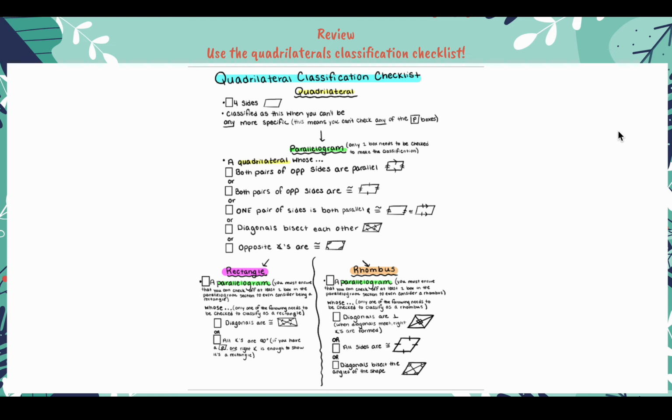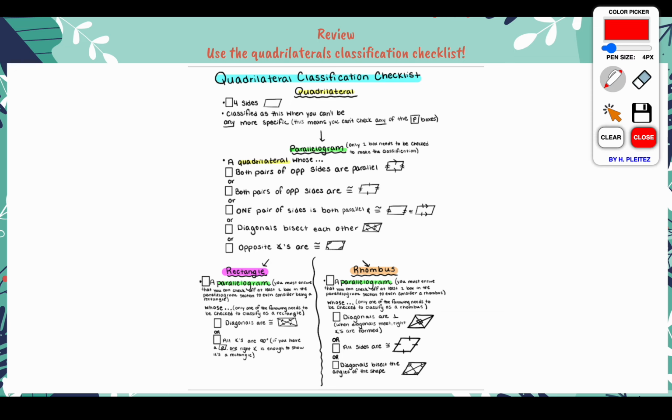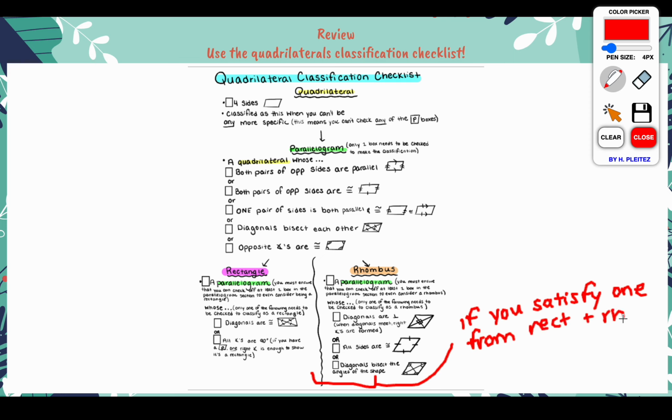So just recall this quadrilateral checklist, and know that whatever shape you're trying to prove, we know that parallelogram comes first. Quadrilateral really does come first, but it's a very basic concept, so the Regents doesn't really care much about the quadrilateral portion. But you got to start from parallelogram, and then you are choosing a route to go. Now, this isn't written on your checklist, but I want you guys making a note of it right now. So if you can satisfy 1 from rectangle and rhombus, then you have a square.